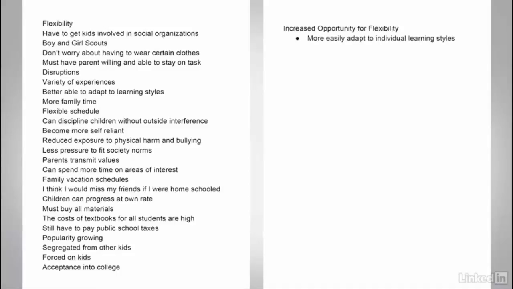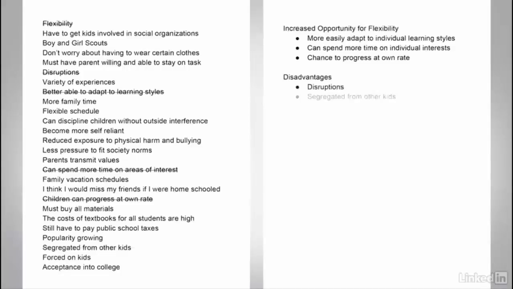More easily adapt to individual learning styles. Can spend more time on individual interest. And chance to progress at own rate. Each of those points from the brainstorming list would be marked off as it's used. Then another potential main category would be identified. Disadvantages, for example. These subpoints could include disruptions, segregated from other kids, must have a willing, focused parent, and must buy all materials.